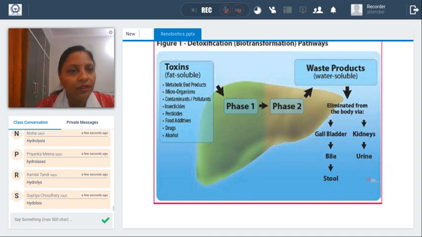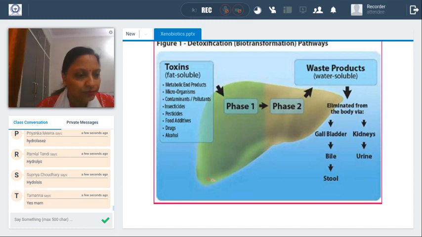So it is clear to all of you, this whole process of detoxification or biotransformation. These are the toxins, lipophilic in nature. These are water-soluble or hydrophilic waste products, and these are eliminated from the body via the gallbladder, kidney, and many other organs.